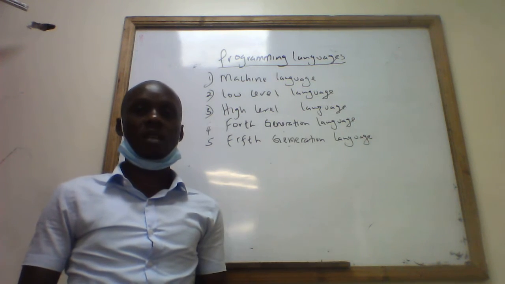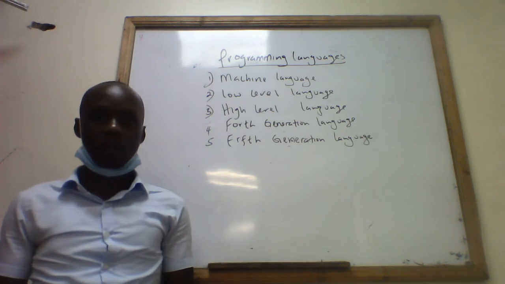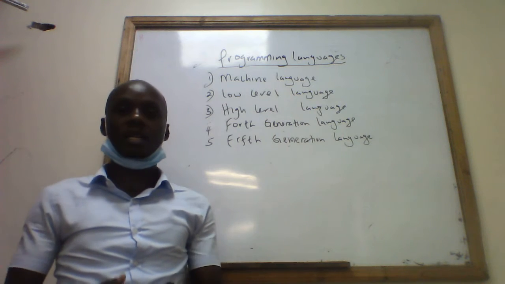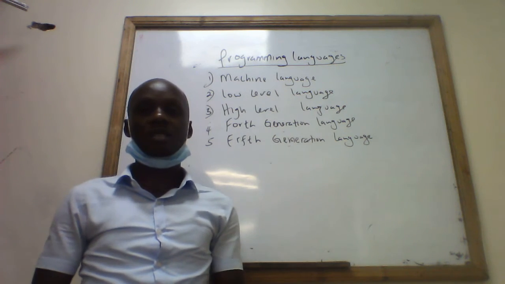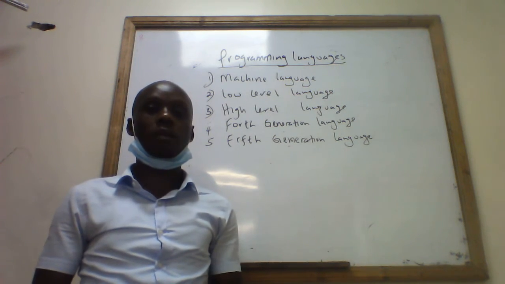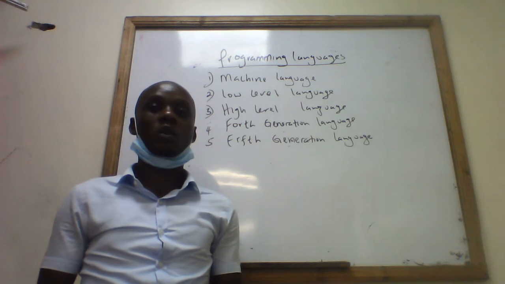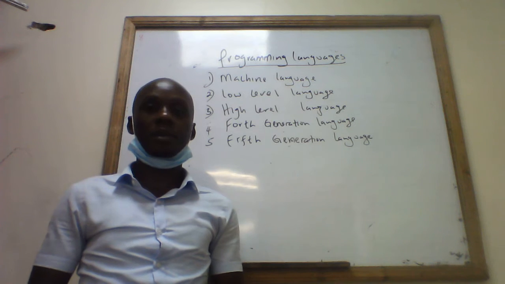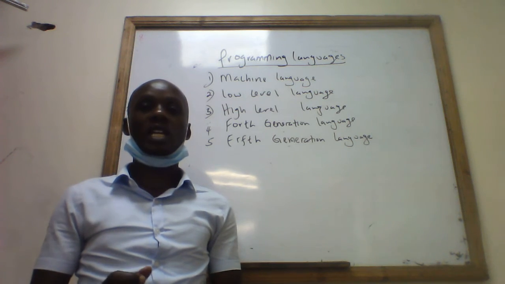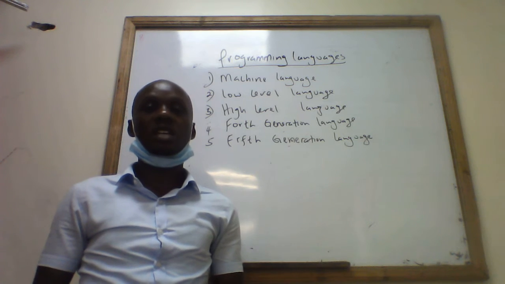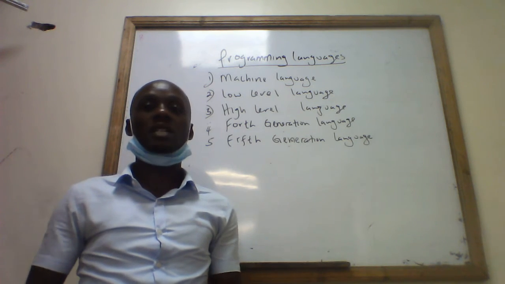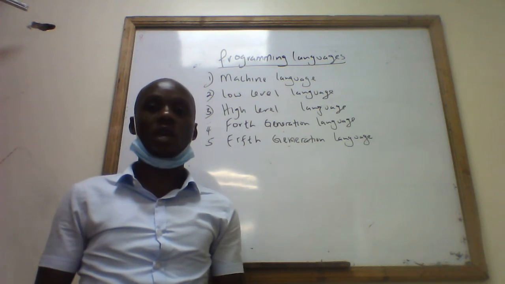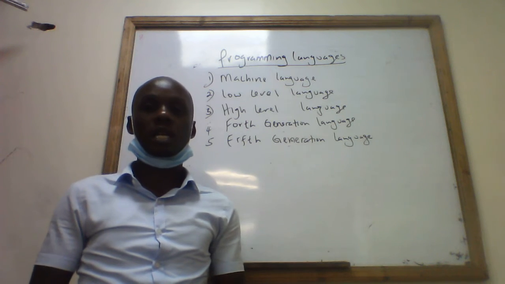We shall start by defining programming languages. Programming languages basically are environments or languages that enable programmers to come up with computer programs. In the process of coming up with computer programs, you guide the hardware, you command the hardware to perform a given task. So the language you're using to communicate your formula, your steps to the hardware is what we call programming languages.